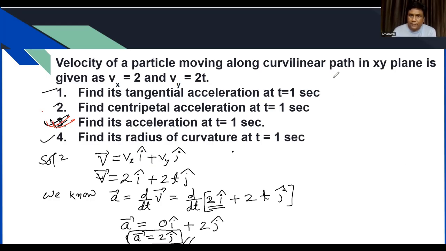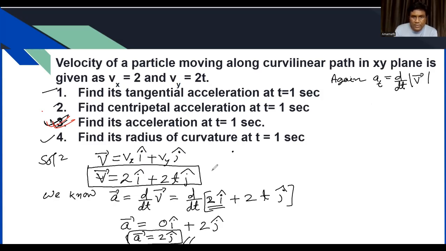So again, I know at equals d/dt of the magnitude of velocity. Here you see velocity is this. So what is the magnitude of this? It is nothing but 2 squared is 4, and this is 4t square. Or you can write it as 2 under root 1 plus t square. Do you have any doubt in this?